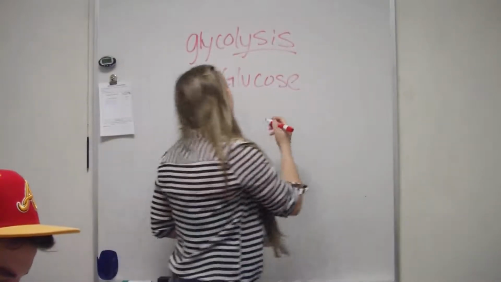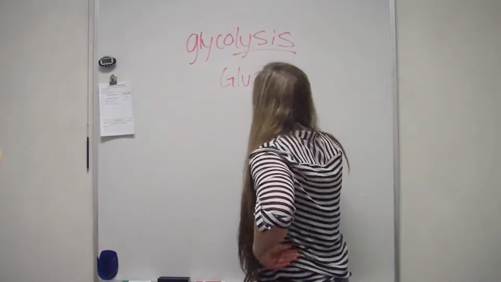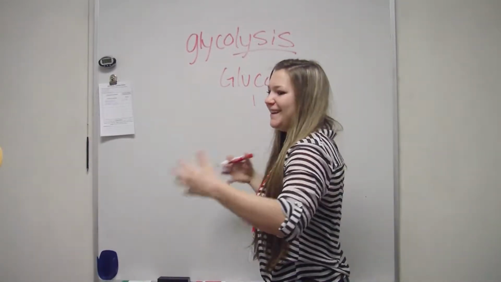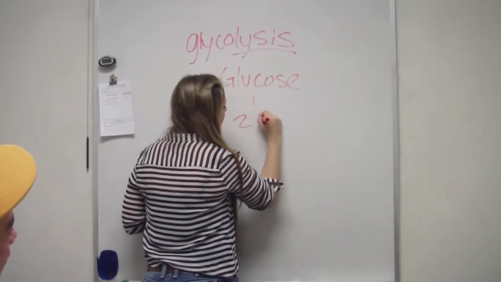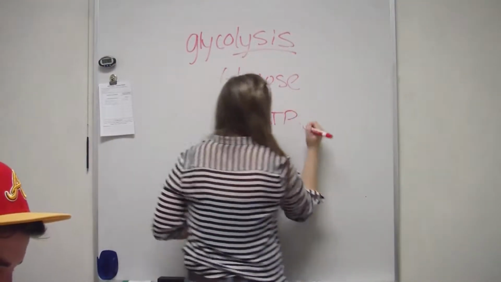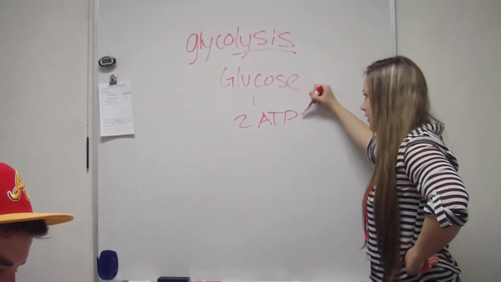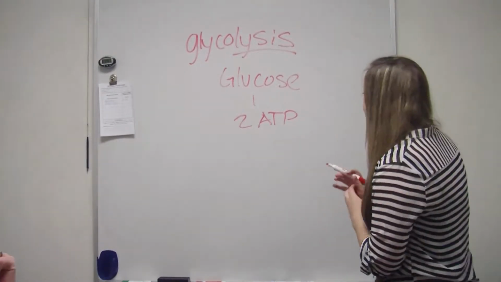So in order to break down glucose, what does it usually take to do anything? What do you need? Some energy. Right. So we're going to use ATP. So we need two ATP to break this down. Just know that there's going to be 2 ATP in order to initially start this process.